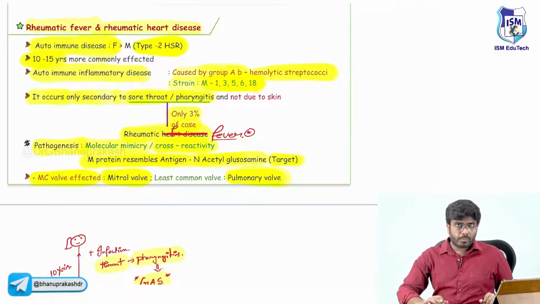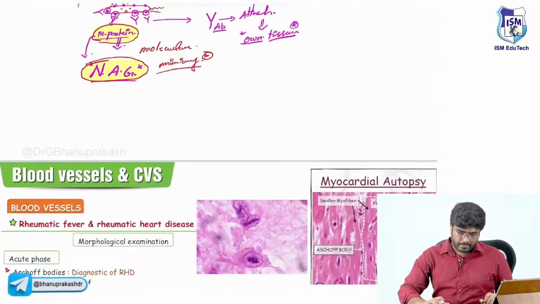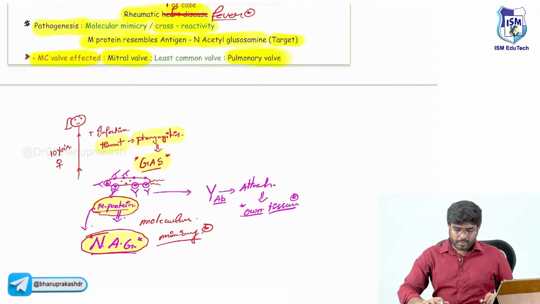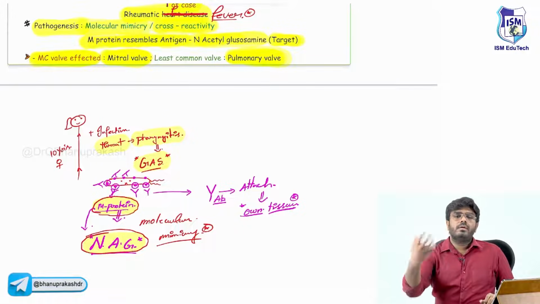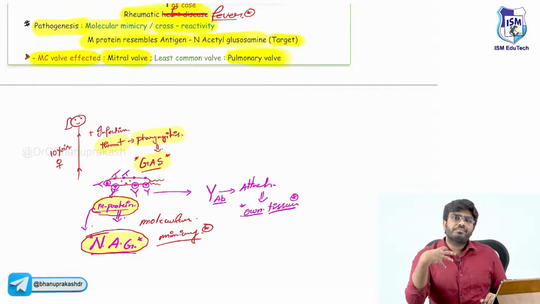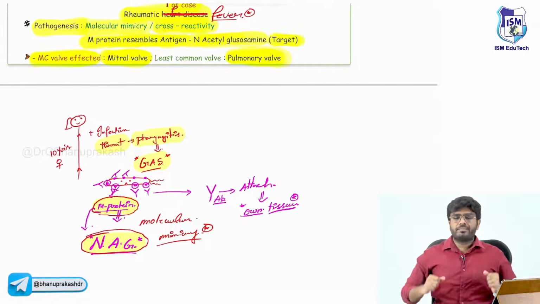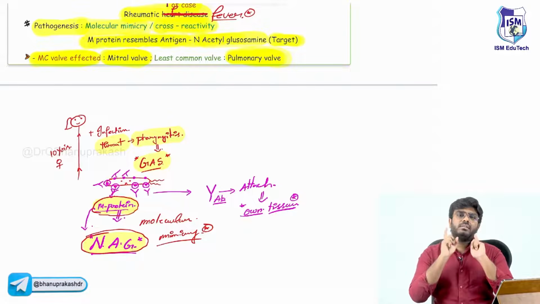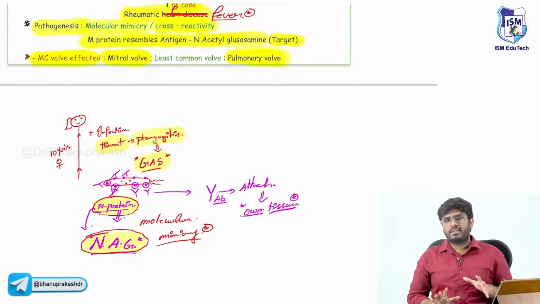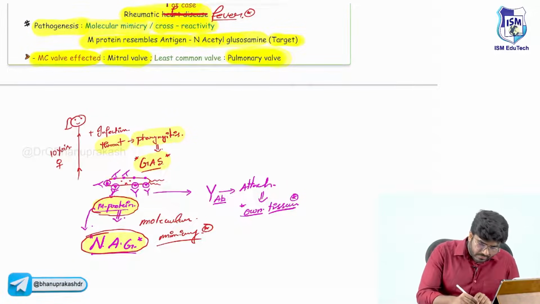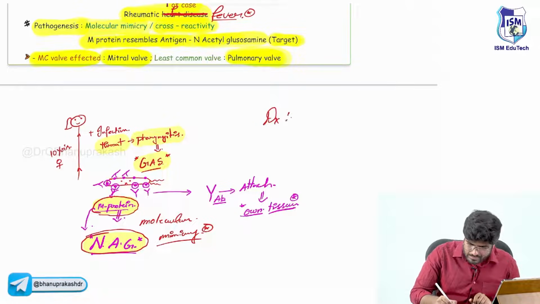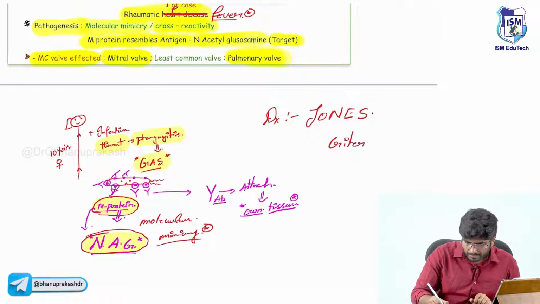Having said that, shall we begin the topic? Now, imagine I am the one who is having rheumatic fever. How can you make the diagnosis that I am having rheumatic fever? The diagnosis is done with the help of a criteria called the Jones criteria.